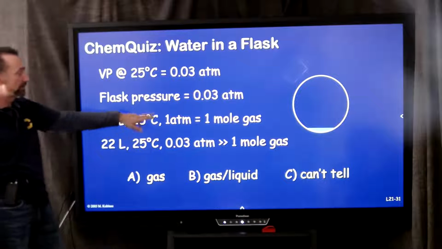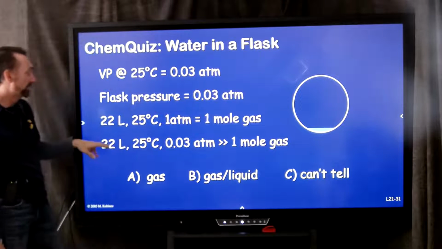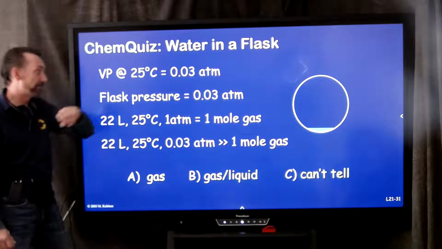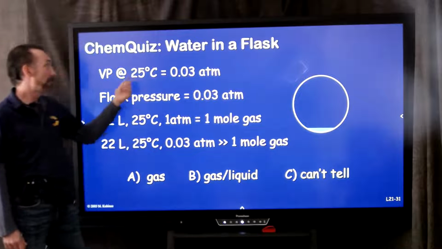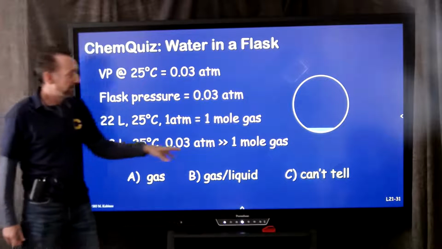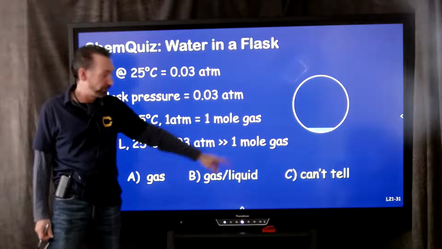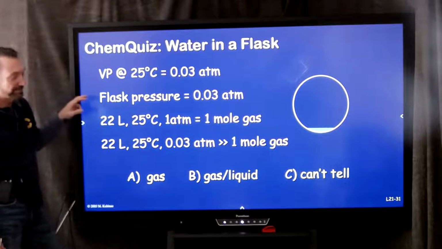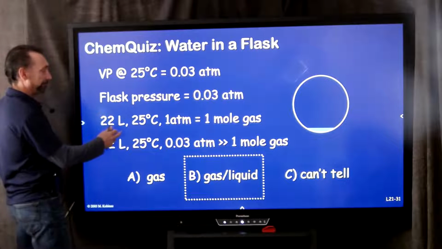So 22 liters at 25 degrees C, 1 atmosphere of pressure, I'd have a mole of gas, but I'm at 0.03 atmospheres, so I have much less than a mole of gas. But I had about a mole of liquid to start with, 20 grams. Much less than that will evaporate. So you'll have a mixture of the gas and the liquid in that flask.